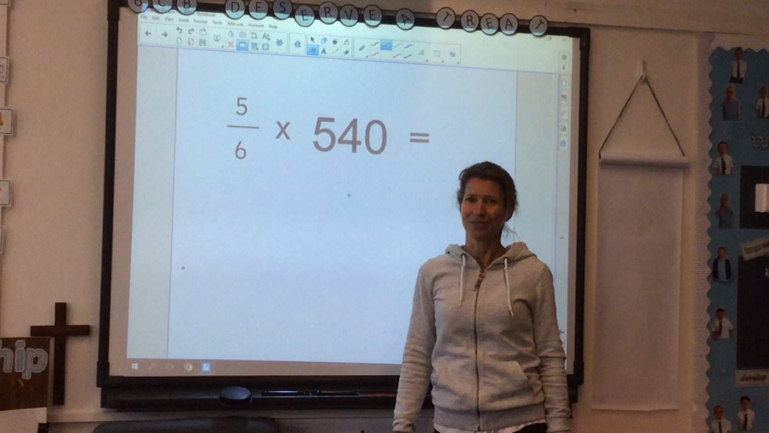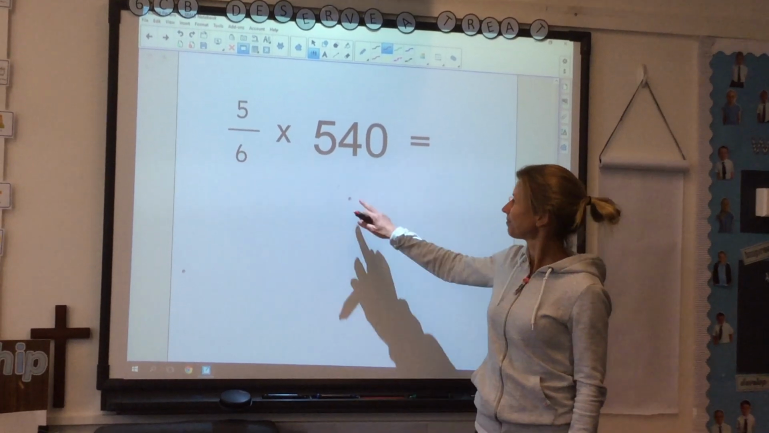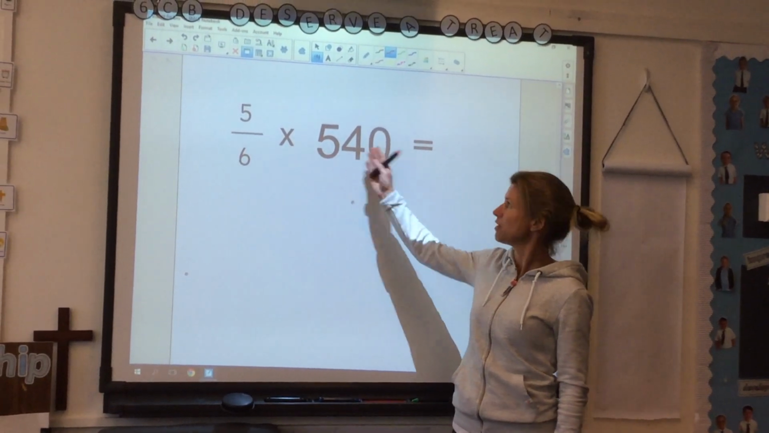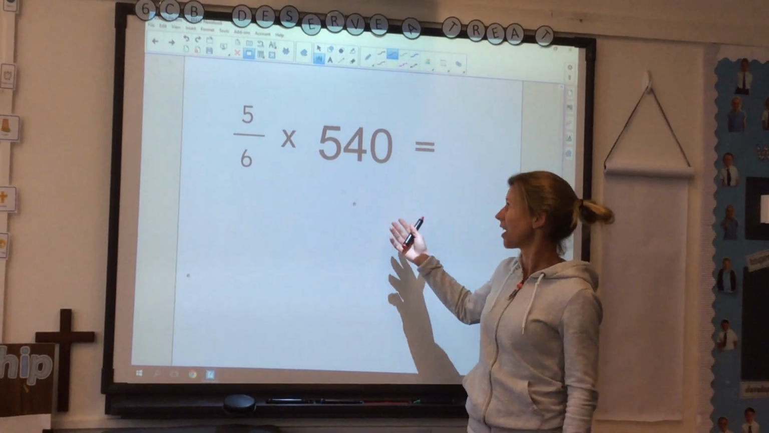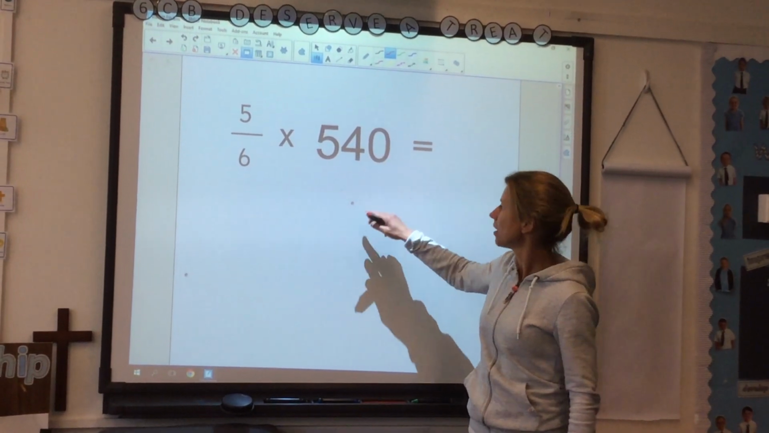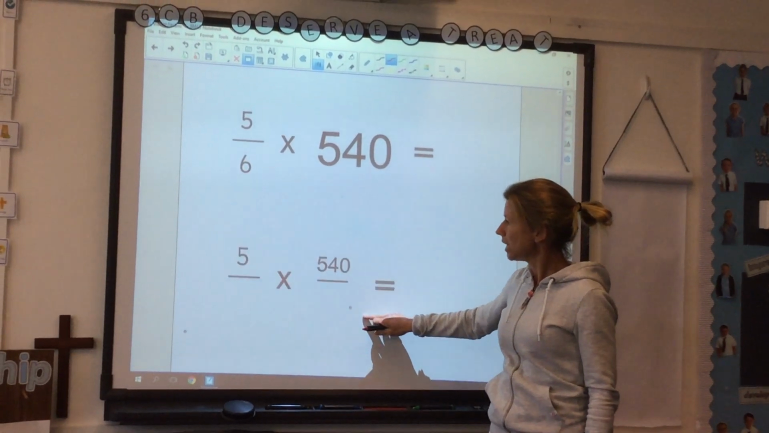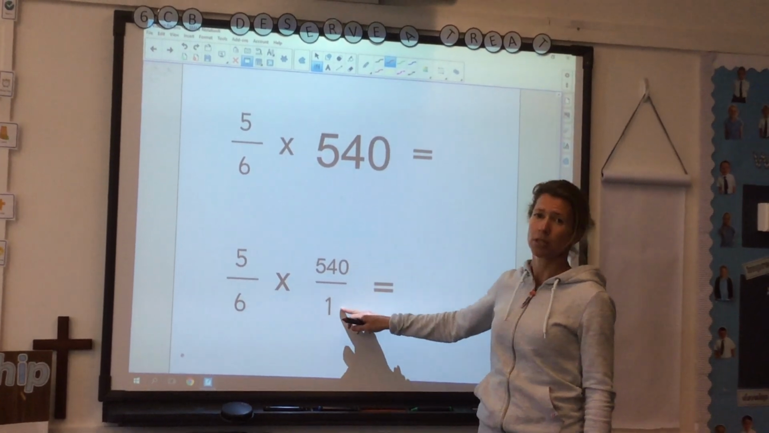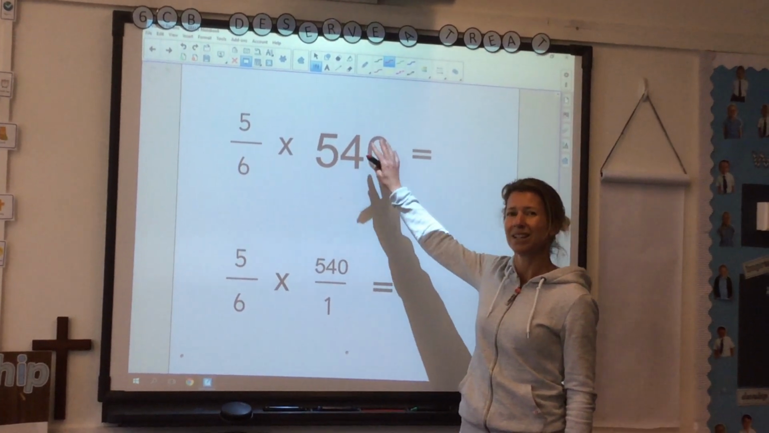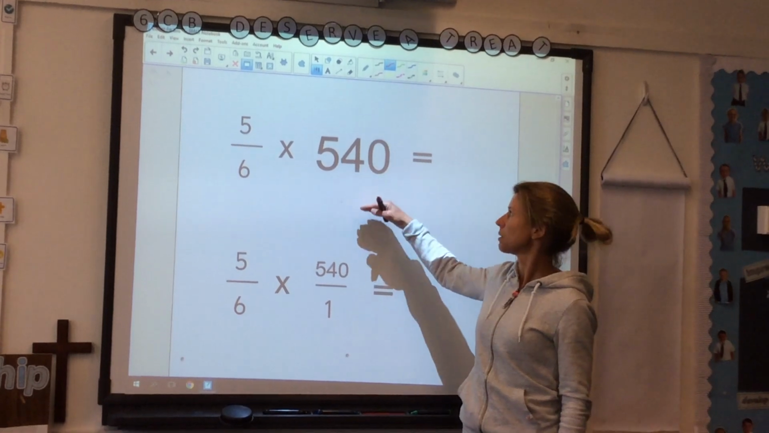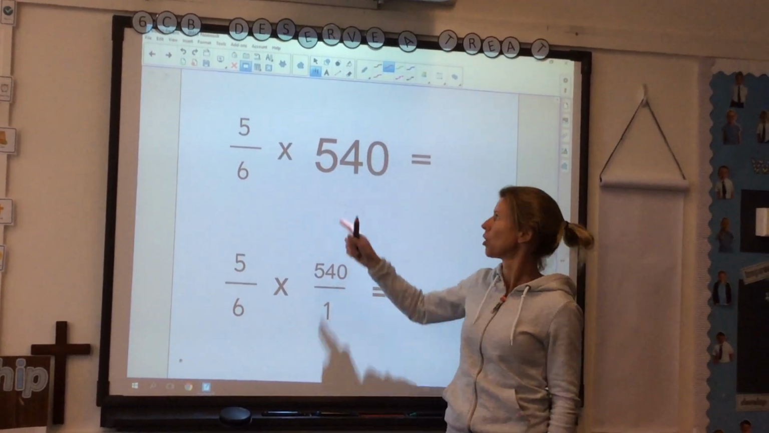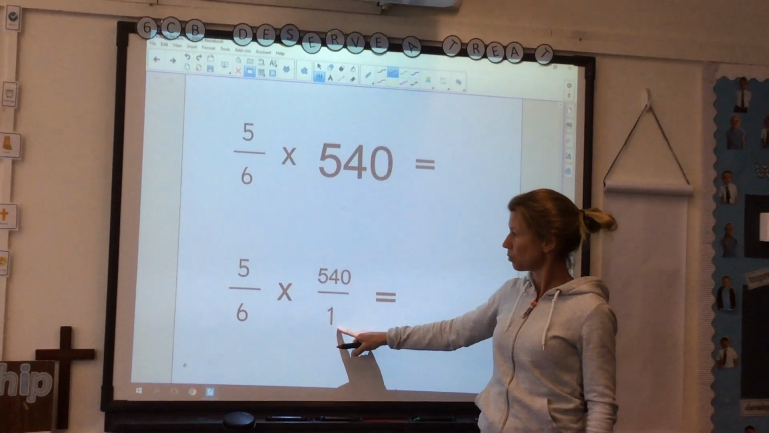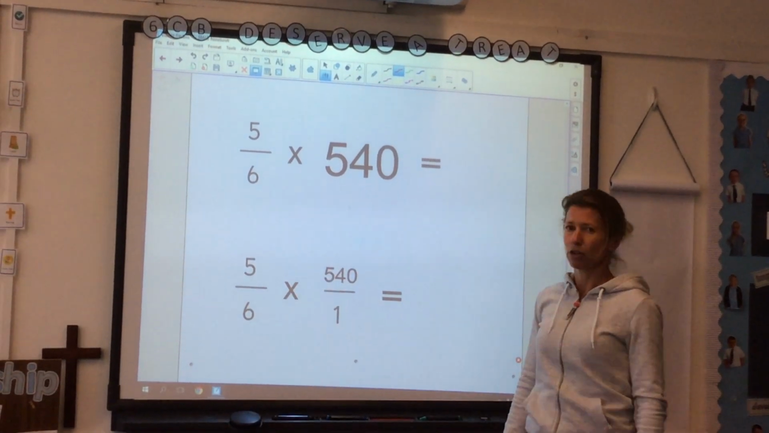Have a go yourself. So what did you decide to do? When you first look at this, you think, oh, that's quite hard, that's quite a big number to work with. But actually, we know that we just need to put it over the number 1, because it's an integer, it's a whole number. That's what it means. It's 540 lots of 1. So we put it over the number 1, and then you can carry on calculating.